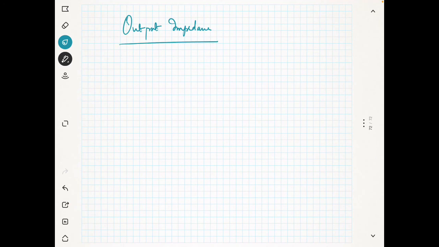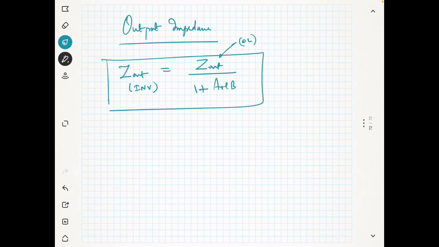So for the inverting amplifier, the output impedance is Zout divided by 1 plus AOL into B, in the open loop. It is the same as the previous one. That is very easy, you don't need to remember it. Okay, we will see one problem.